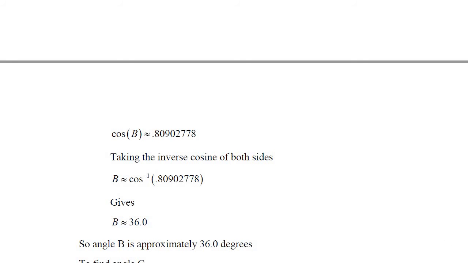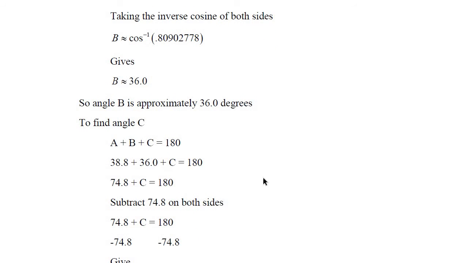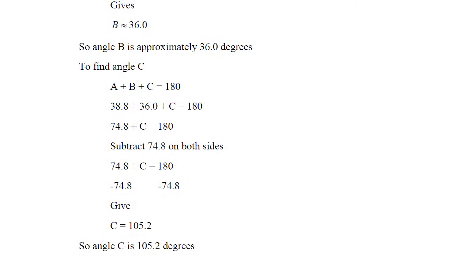degrees. Now, since I know two of the three angles, instead of using the law of cosines to find the third angle, I'm just going to use this property that the sum of those angles is 180. So 38.8 plus 36.0 plus C is equal to 180. Adding my two angles, it gives me 74.8 plus C is equal to 180. And then subtracting 74.8 on both sides, that'll end up giving me C is equal to 105.2 degrees.